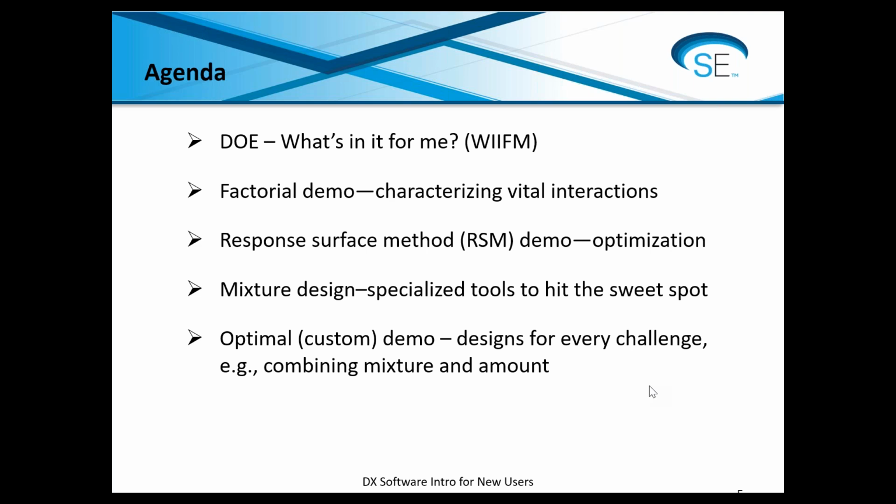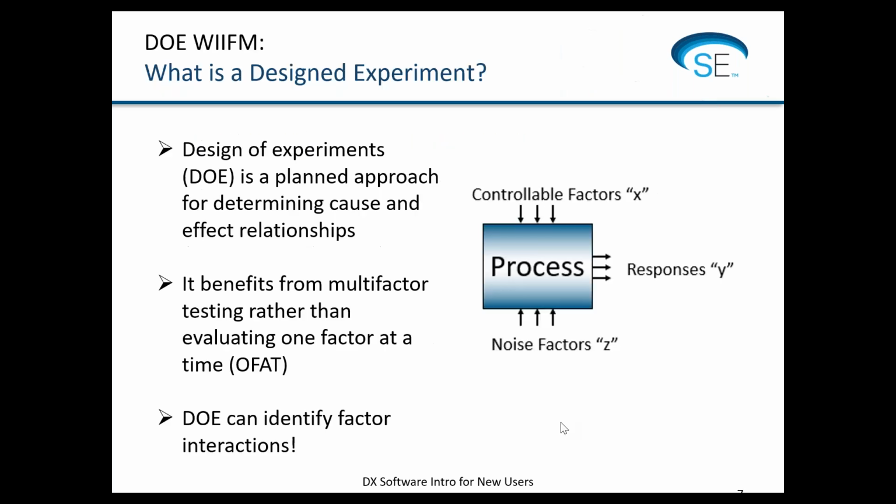Okay, so let's continue with this. So what's in it for me? Why do I care? Well, let's think in terms of processes for a moment, something as simple as maybe baking cookies in the kitchen. We're trying to improve the flavor of the cookie. Well, the idea here is we're going to have some controllable factors, things that we think from a process standpoint might impact the flavor of the cookie.